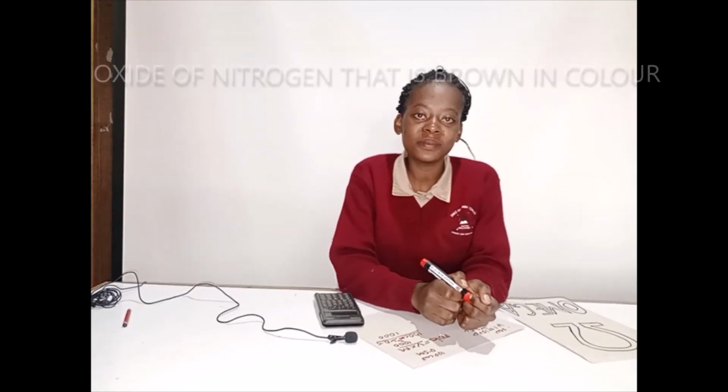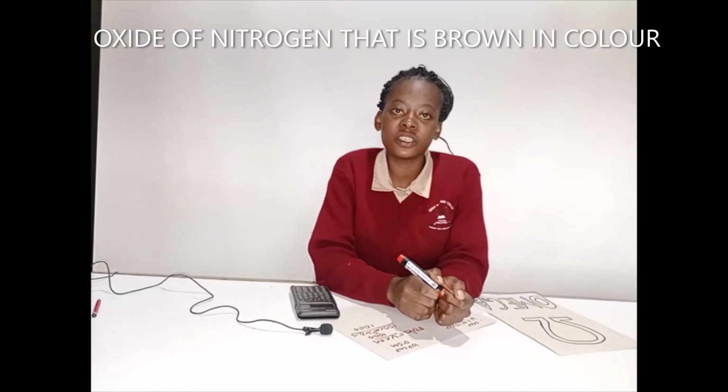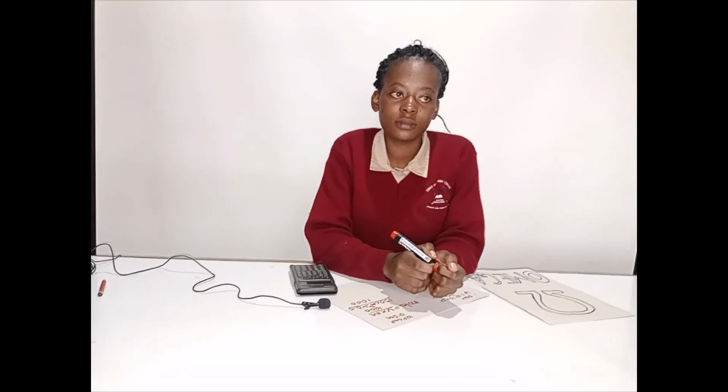Which oxide of nitrogen is brown in color? Nitrogen 4 oxide. That is very correct. Give a very brief summary of the Haber process.